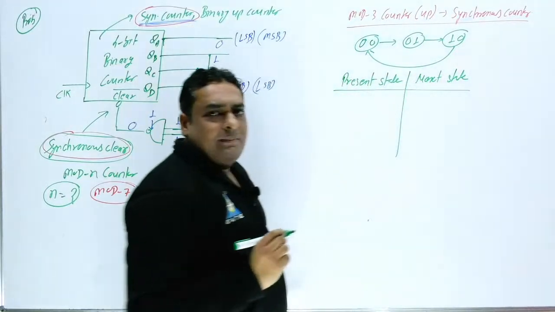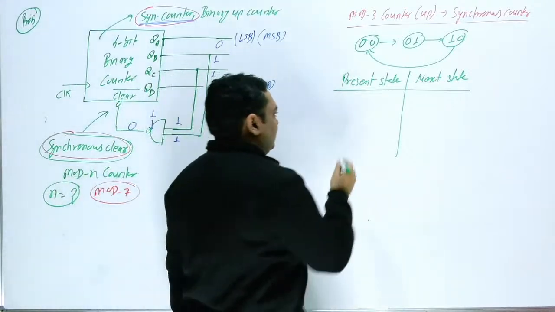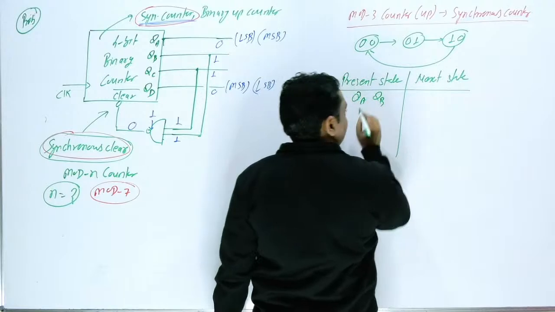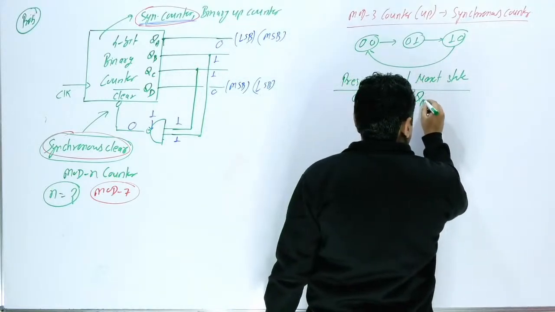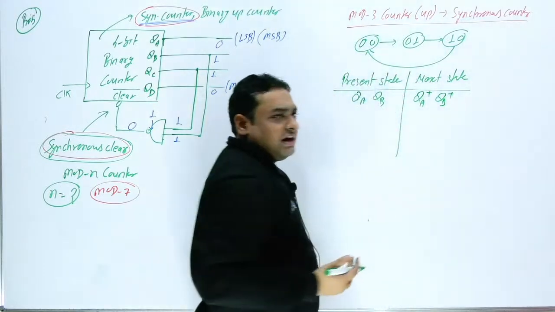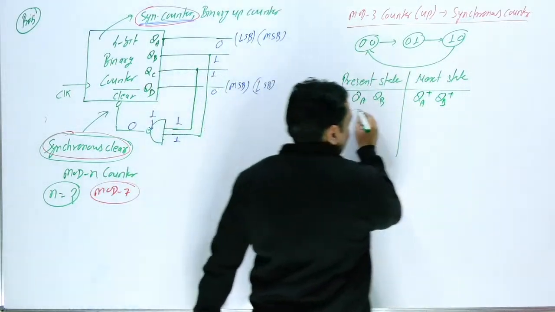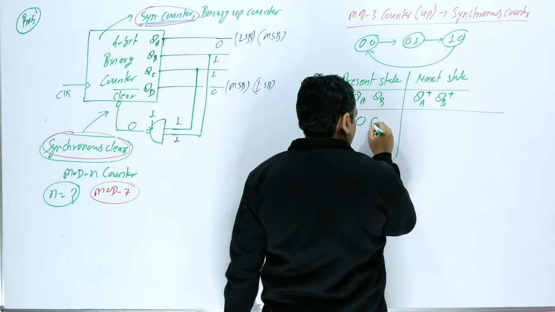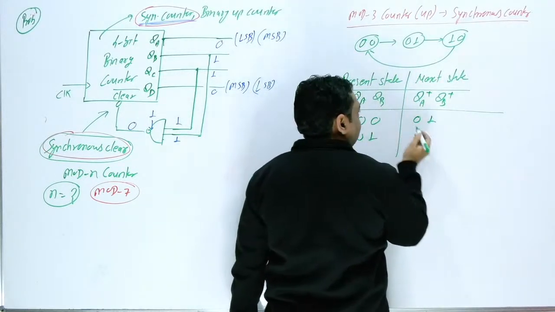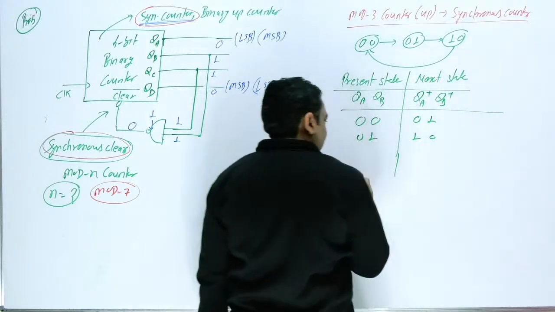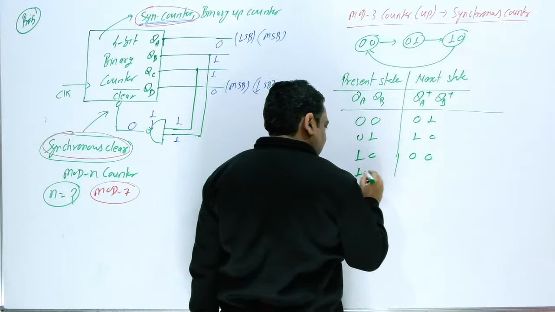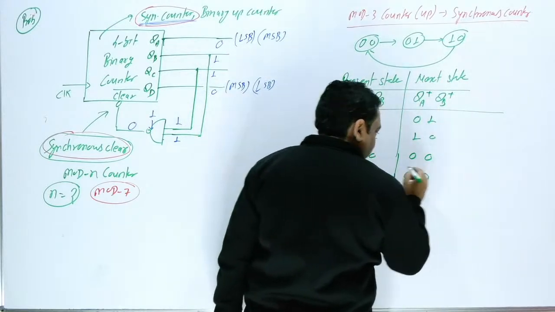For the present state I am going to use MSB flip flops. Suppose this is QA and this is QB, where A is the MSB, and here for the next state I am going to write QA plus and QB plus. Suppose the initial state is 00, then the next state is 01. If the initial state is 01, the next state is 10. If the initial state is 10, the next state is 00. If the initial state is 11, the next state will be 00.